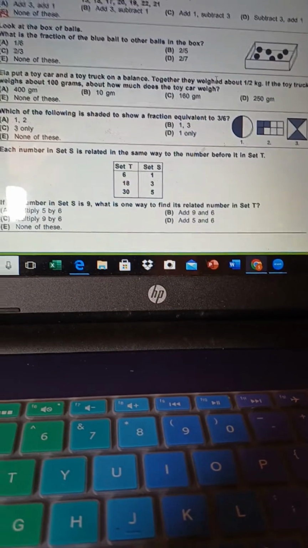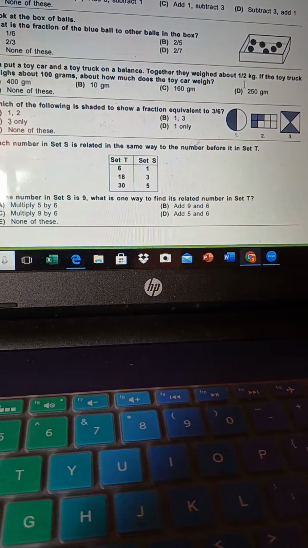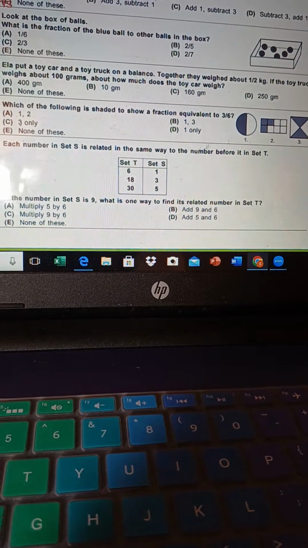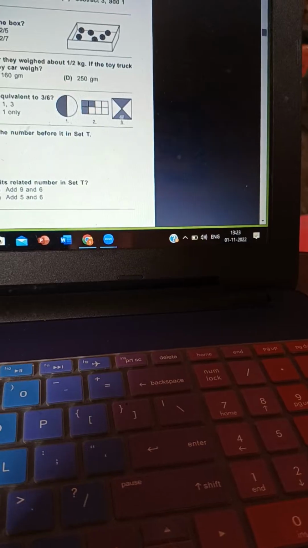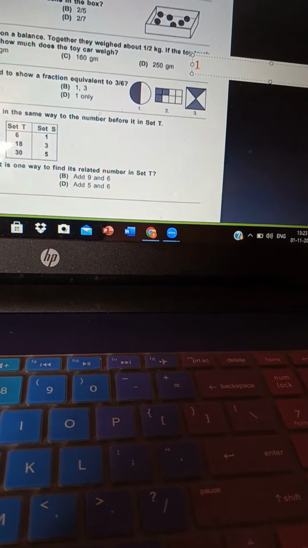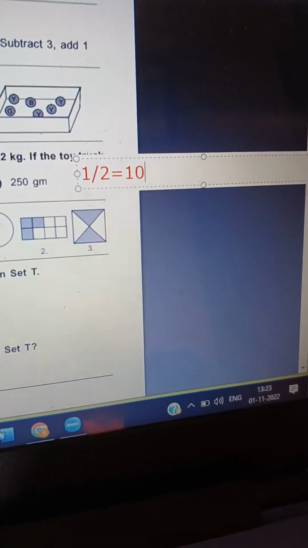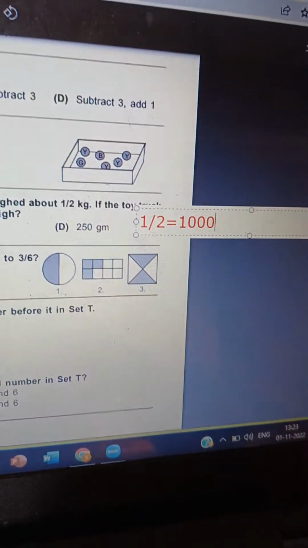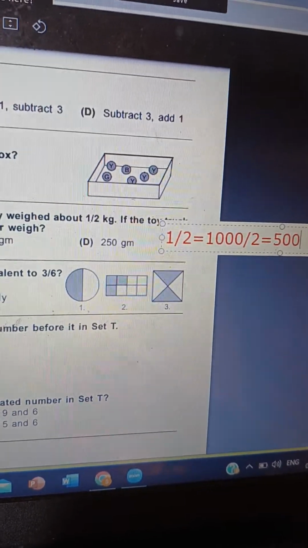Then what we have to do, the first step that we have to follow is we have to convert kg into gram. Half kg is equal to how much gram? Here we can find it out. See, half kg means 1 kg is equal to 1000 grams. So that will give us 1000 divided by 2. That is equal to 500.